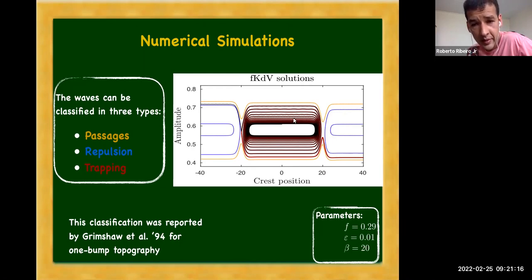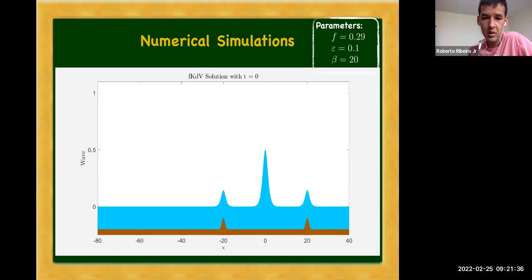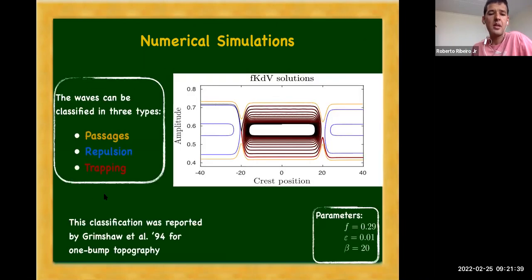And what you see here is that there are some choices of amplitudes inside, between minus 20 and 20, such that if you choose a wave here, this wave will oscillate until it escapes. This classification of the waves into passage, repulsion, and trapping was reported by Grimshaw in the study of trapped waves over one bump topography.